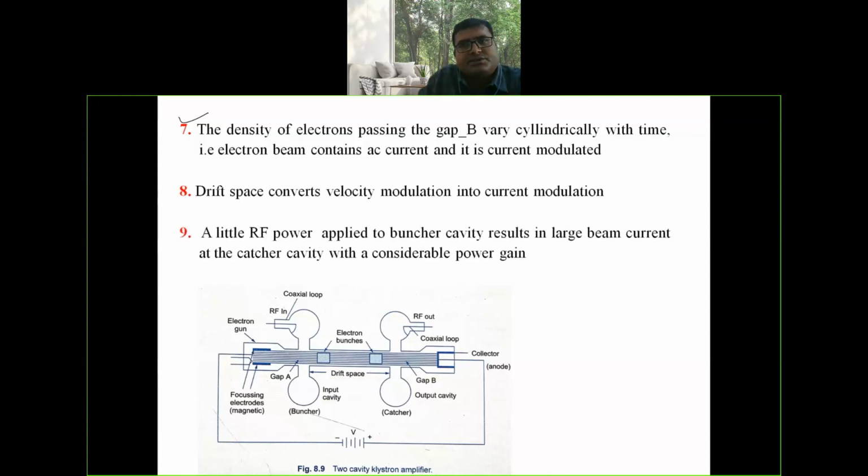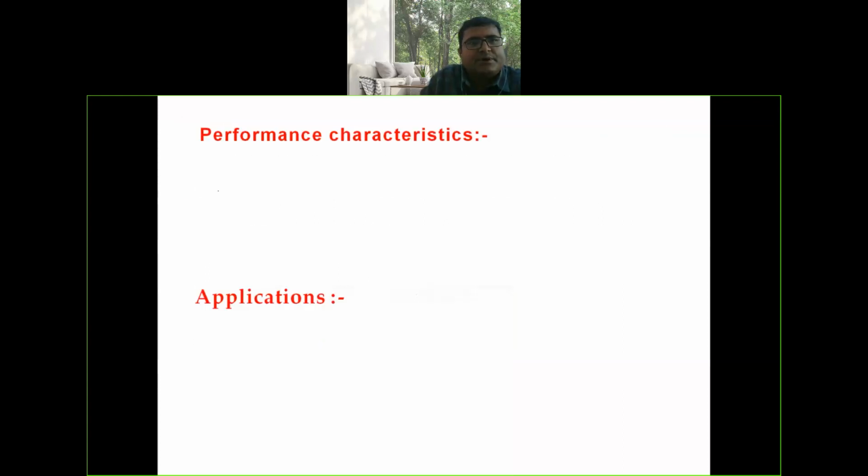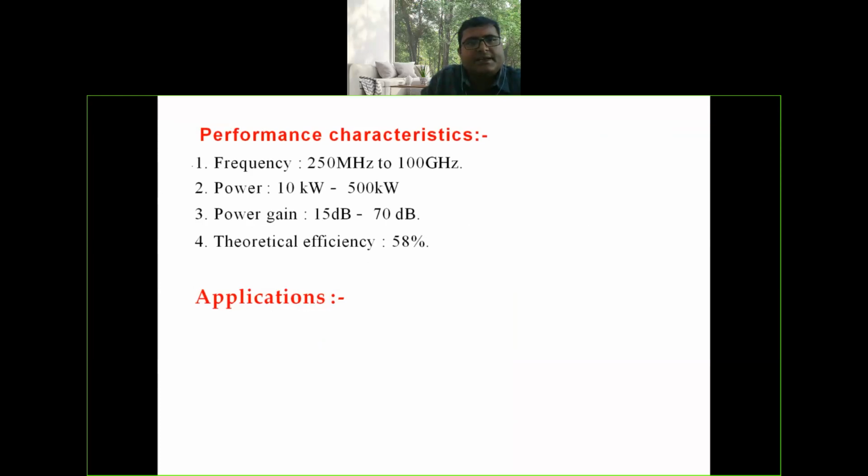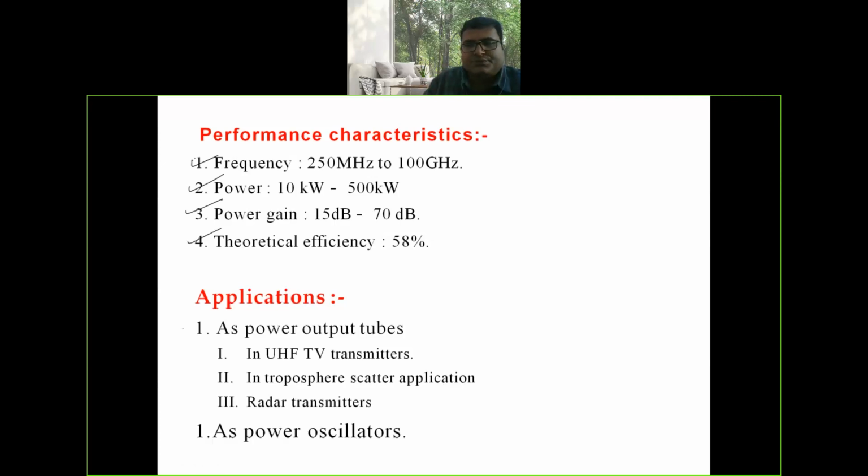A little RF power applied to the buncher cavity results in a large beam current at the catcher cavity with a considerable power gain. The performance characteristics, you just make a glance: operational frequency, power output, power gain, theoretical efficiency. And these are the applications of two cavity Klystron amplifier. You just go through them.